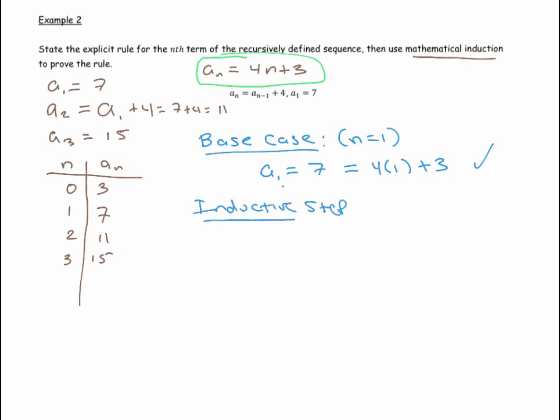Now let's show that if it's true for the kth natural number, that must mean it's true for the k plus first natural number. So we're going to assume that this is true for the kth natural number. So a sub k equals 3 plus 4k. I didn't write out in words that we're assuming this is true for the kth natural number, but that's what this is saying here. And we want to show that the explicit rule would work for the next natural number, which would be 3 plus 4(k+1).